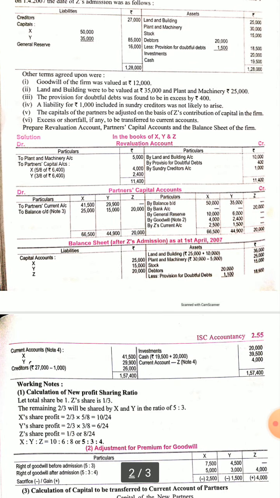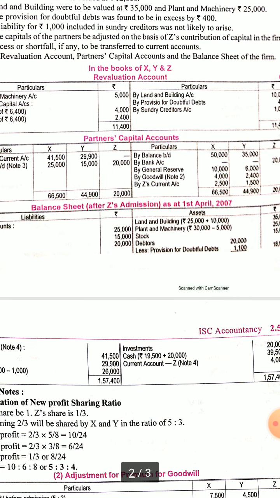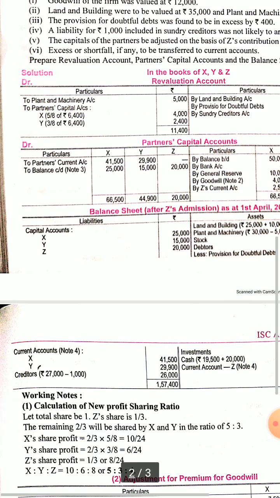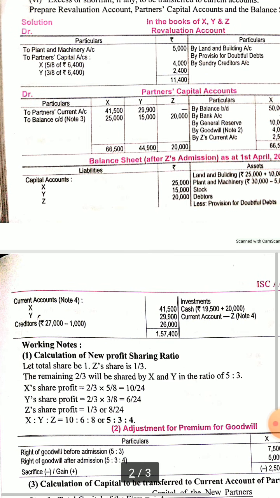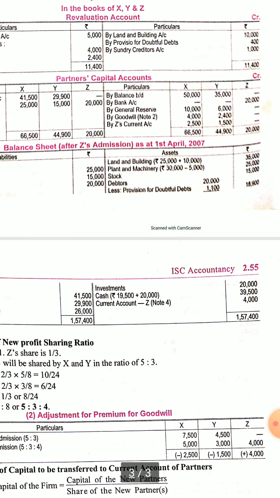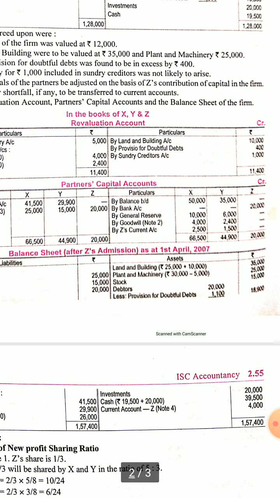Now after Z's admission, you can see what the balance sheet is. So land and building, the revalued figure, plant and machinery revalued figure, stock, debtors, new provision is there, and capital accounts of X, Y and Z. And general reserve will not appear because nothing has been said that it will continue, and current accounts balance will appear in the balance sheet, and creditors will be again the revalued figure. So investment and cash, here 20,000 has been brought by Z, that will be added, and the debit balance of current account of Z will be transferred to the asset side. This is coming for the first time.